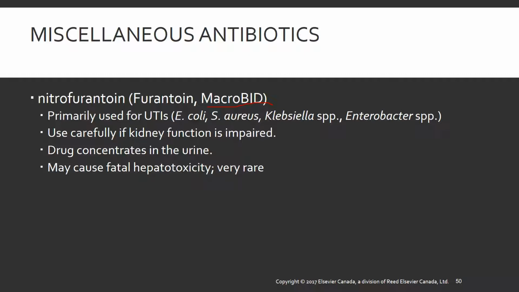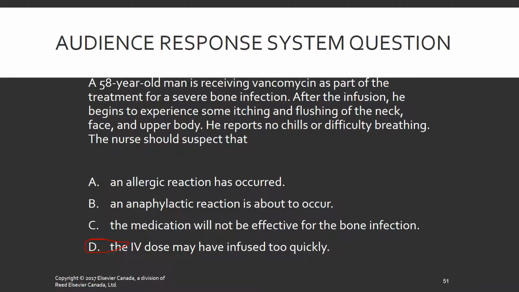So, nitrofurantoin. This is our Macrobid. If you haven't been on Macrobid before, you'll give a lot of Macrobid in your career. Primarily used for UTI. They can affect the kidney, so it's important to make sure that if you are administering them that you've monitored or screened for kidney dysfunction. It specifically concentrates in the urine, which is why it's so effective against urinary tract infections, but it can cause hepatotoxicity or liver toxicity. Very, very rare, but something to be aware of.